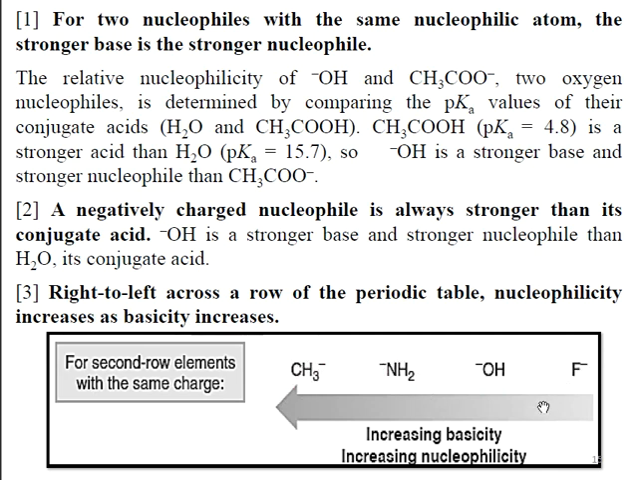Why? Because of decreasing electronegativity. This one has high electronegativity, so it will be more stable than this. More stable means it is the weaker nucleophile. This one is less stable, so it will be the stronger nucleophile.